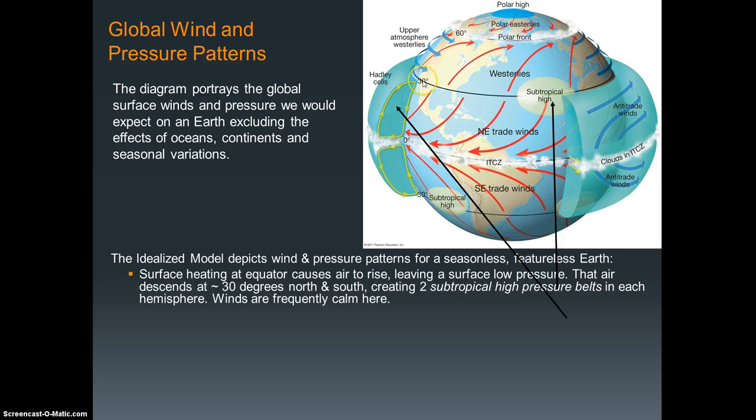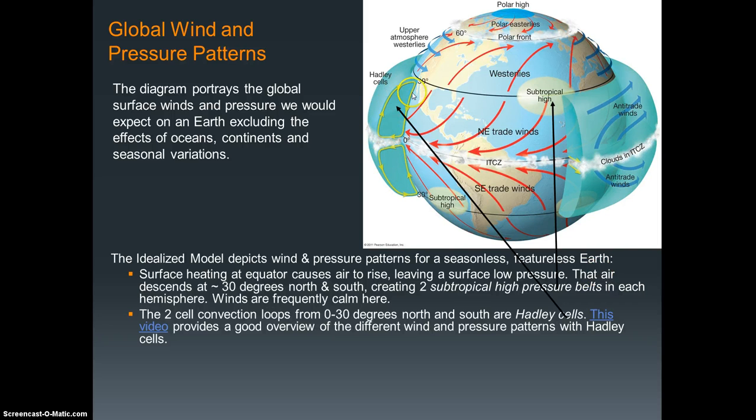Now, where this air descends into a high pressure, because remember, descending air produces high pressure, we call these the subtropical high. So along 30 degrees north and south, you have your pressure belt known as the subtropical high pressure belt, and those are in both hemispheres. In this area, winds are frequently calm. If you're in Southern California, you know that this is the case because this is the dominant pressure pattern that you have here, pretty much subtropical high, where you get a lot of sunshine and usually winds are calm.